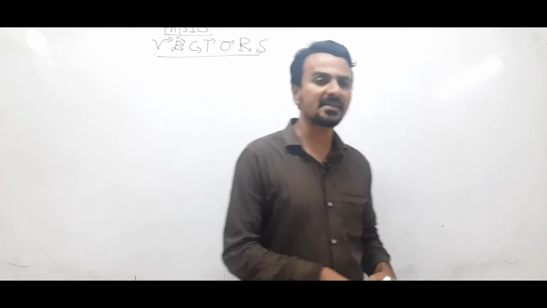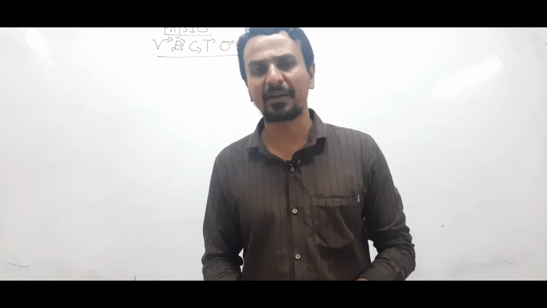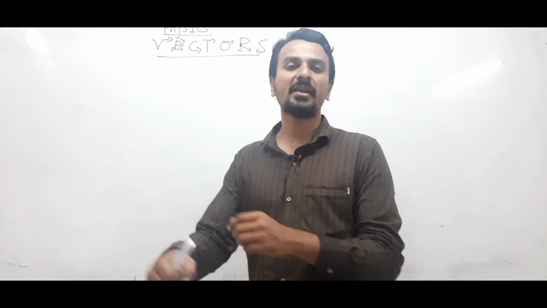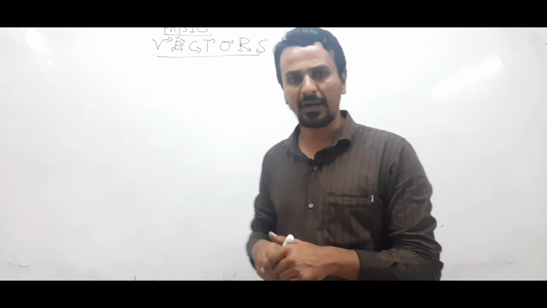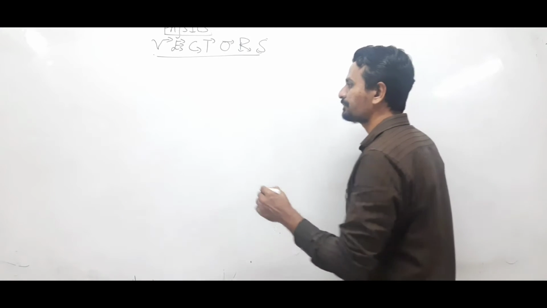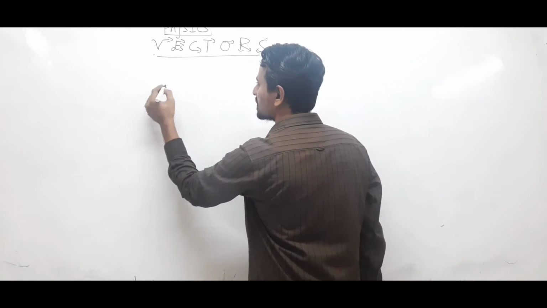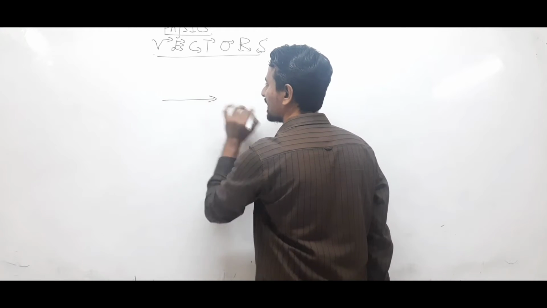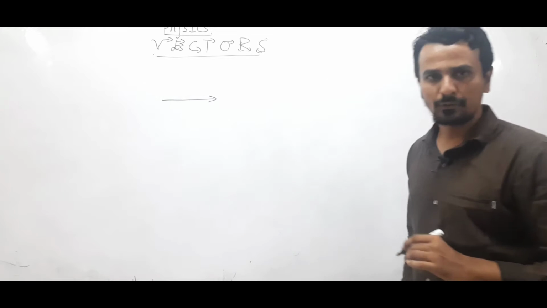Fine. So today in this video we'll understand what happens when a scalar quantity is multiplied by a vector quantity, and we'll also learn about the addition and subtraction of two vectors. Okay, see, suppose in the previous lecture we had discussed that a vector is represented by an arrow.